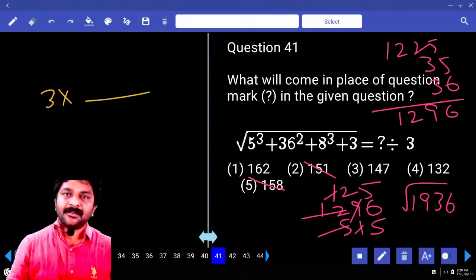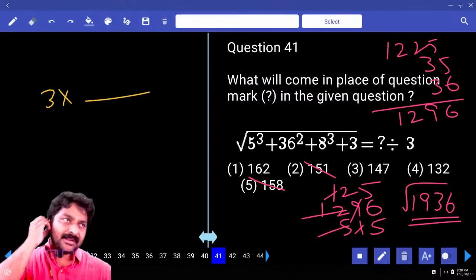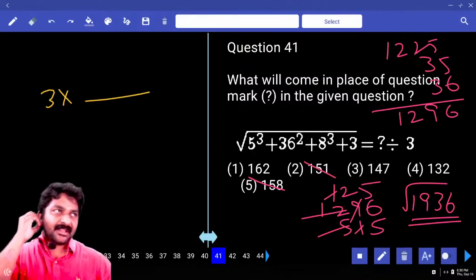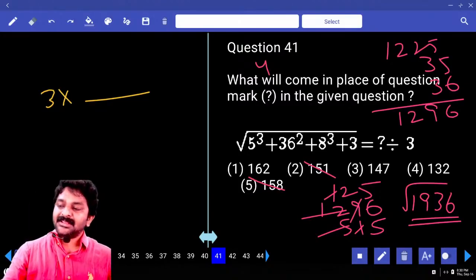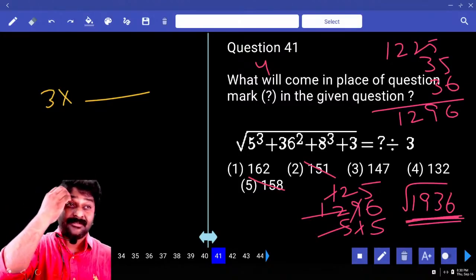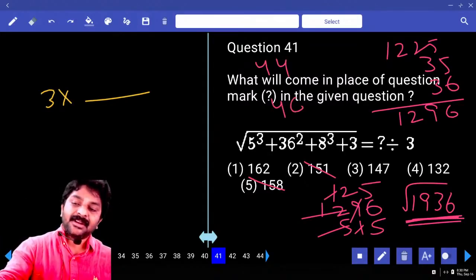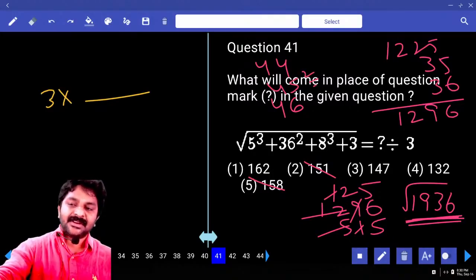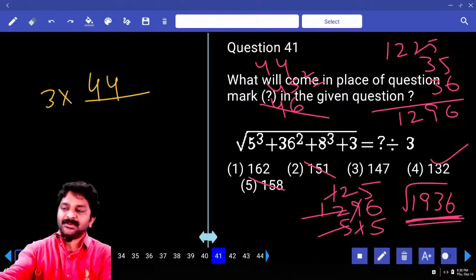1936. This is what we have. So now we need to identify the under root value. 50 square, 2500. The number is less than that, so it will be in between 40 and 50. Either it may be 44 square or 46 square. Between these two, we have 45 square, which is 2025. So the number should be less than 45. So it has to be the fourth option.